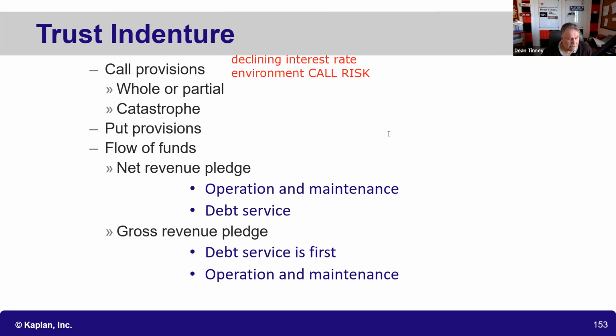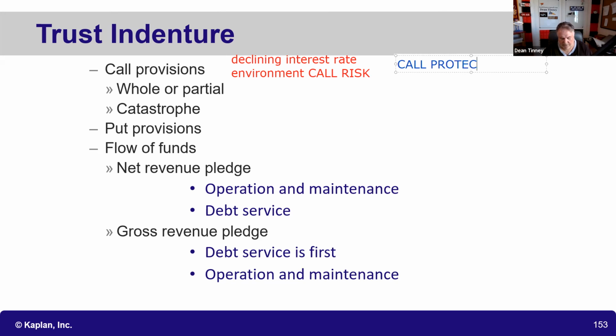I think the best analogy would be like a mortgage, right? If interest rates go down, I'm going to refinance my mortgage. So issuers, if they can replace high cost debt with low cost debt, they're certainly going to do so. Now, when they issue the bonds, they do promise the bondholders, test question, call protection.